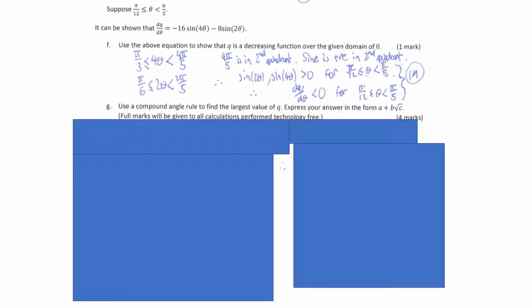Now that leads directly into part G. Use the compound angle rule to find the largest value of Q. If it's consistently decreasing over that interval, Q is a function of theta, then the largest value of Q must occur at the first endpoint, at the least value in the domain, so at the lower bound of the domain. So in other words, this is coming down to evaluating Q when theta is equal to pi on 12. So that statement needed to be made for full marks. Oops. I'm not sure why that covered up, but there you go.